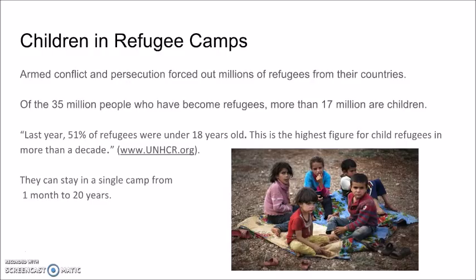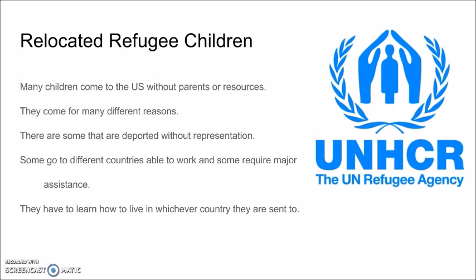According to the UNHCR, in 2014, there were 35 million refugees that left various countries, and about 17 million of those were children. They also reported that last year, 51% of refugees were under 18 years old. Quote, this is the highest figure for child refugees in more than a decade, unquote. This is not a good thing, because the children have no idea what is going on or where they are going to end up. When they do make it to a refugee camp, they stay there anywhere from 1 month to 20 years before they are forced to move to another camp, or if they are lucky, to a country that will support them.